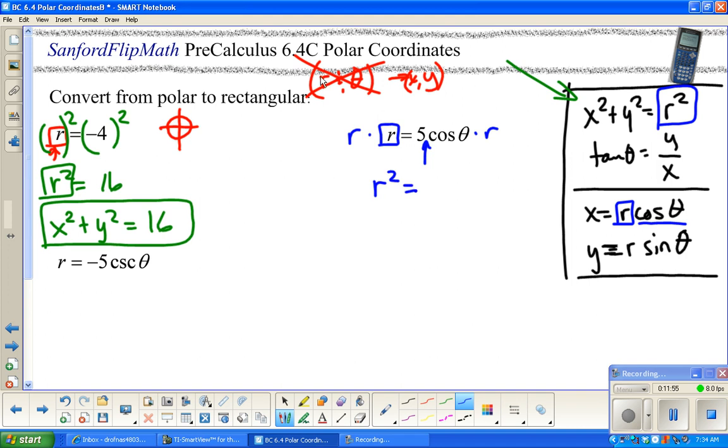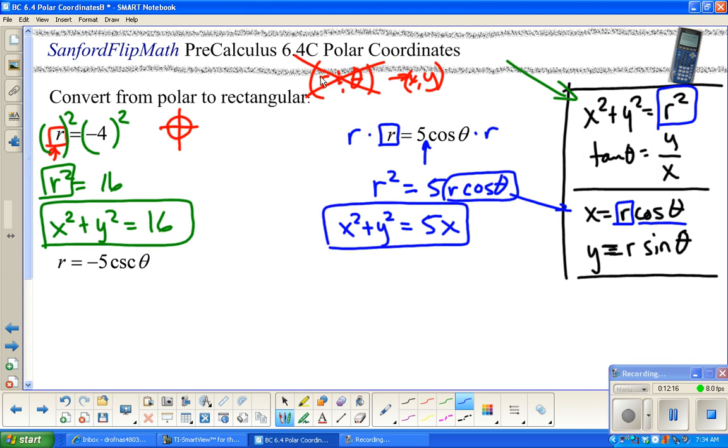Well, the cool thing about that is it makes the left side r squared. So let's write it so you can see what I mean. r squared equals 5r cosine theta. Okay, so r squared is x squared plus y squared. We just saw that multiple times now. And r cosine theta is x, so this is 5x. This is rectangular. This is not the form that we typically see this in, though, and I know you're going to be very unhappy with me.